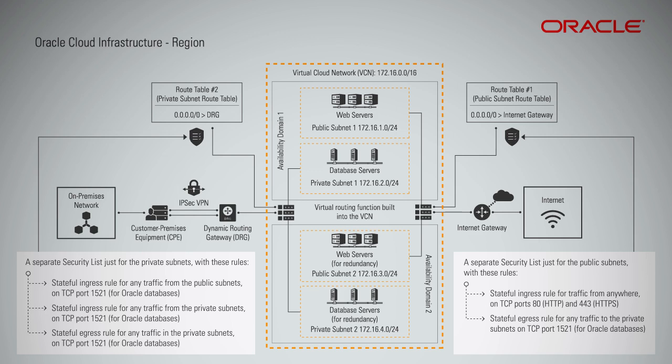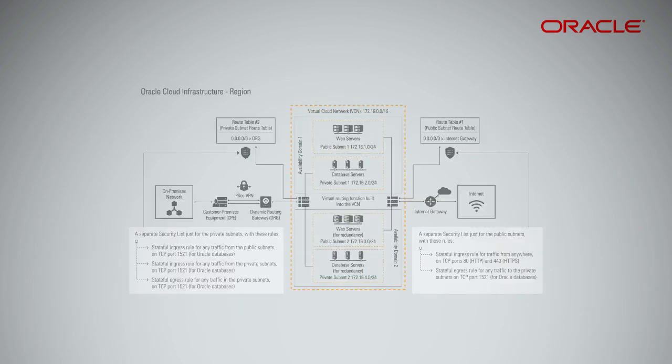Notice that the public subnet would use both the default security list and the public subnet security list. Likewise, the private subnet would use both the default security list and the private subnet security list. The default security list contains a core set of stateful rules that all subnets in the scenario need to use. And by the way, each subnet can be assigned up to 5 security lists.